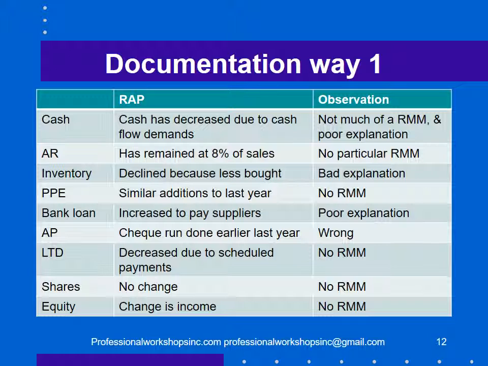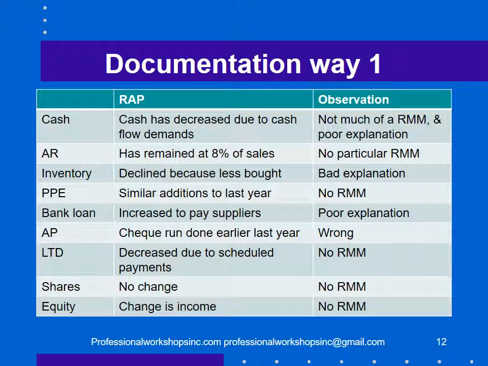Observing that receivables have stayed at around 8% of sales actually would argue that there is no risk of material misstatement here. So really, we don't need to make any comment at all. We look at it and we go, it looks about right. Inventory has declined because less is bought. Again, that's a bad explanation. We need a better explanation than that, I think.